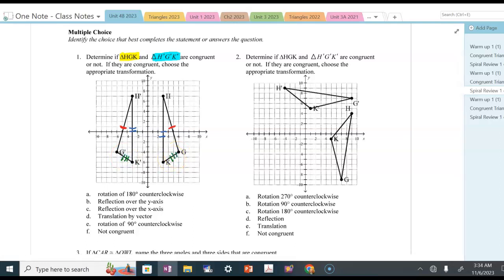So the question becomes, what was the transformation? And we studied this in a couple units ago. It looks like it's reflected over this pink line, which is the y-axis. So the answer is letter B.